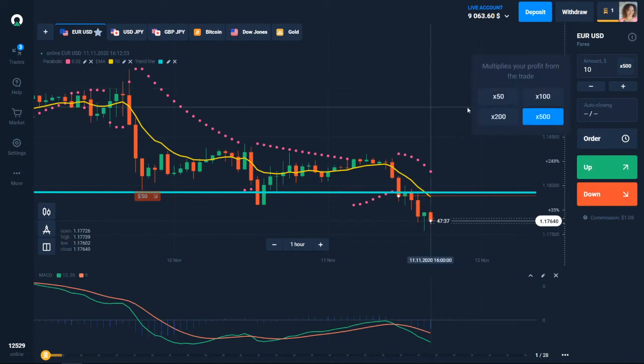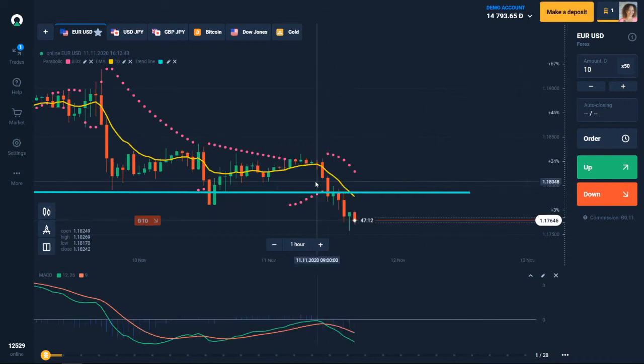I think that the best way that I can explain this to you is by showing you. So what we're gonna do right now is, for just a brief moment, switch to our demo account, and I'm going to show you a few examples. I'm going to open 4 trades with the same amount, $10, for example. And this is just an example. This is not a signal. This is just me explaining how the multiplier works. So my first trade I opened with the 50 multiplier. The second one I'm going to open with the 100 multiplier, as well as the 200 multiplier, and the 500 multiplier.